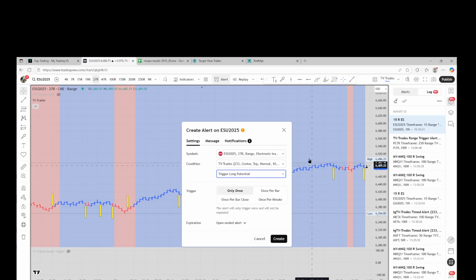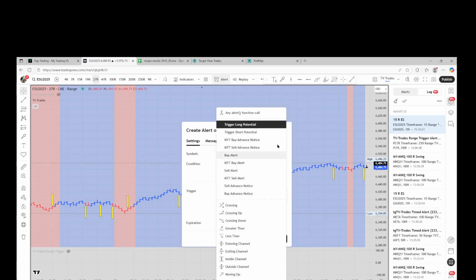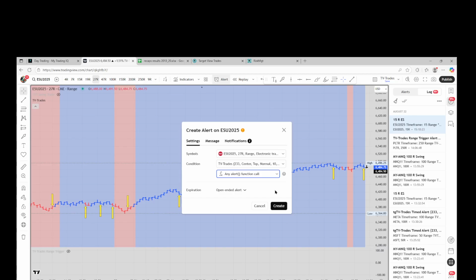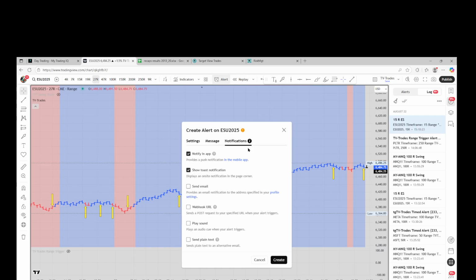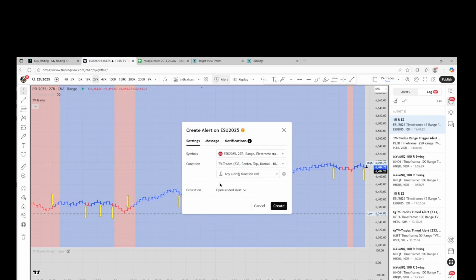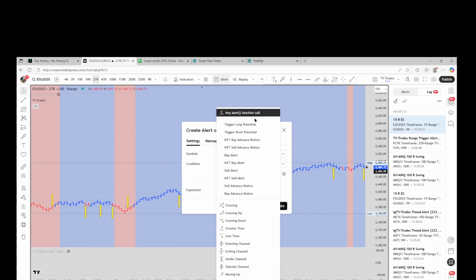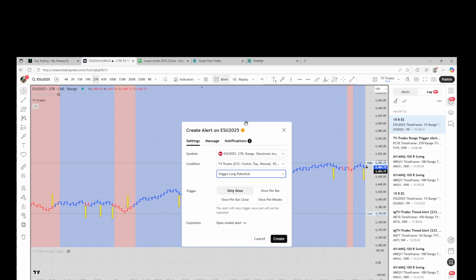You can turn them on, and when you turn those on, because you're not doing any function call, you don't have anything else down here. You can change your message around if you want, you can change your notifications around if you want, but you don't have anything else down here. But if you're using individual things like this, then you have to choose when you want it to trigger.